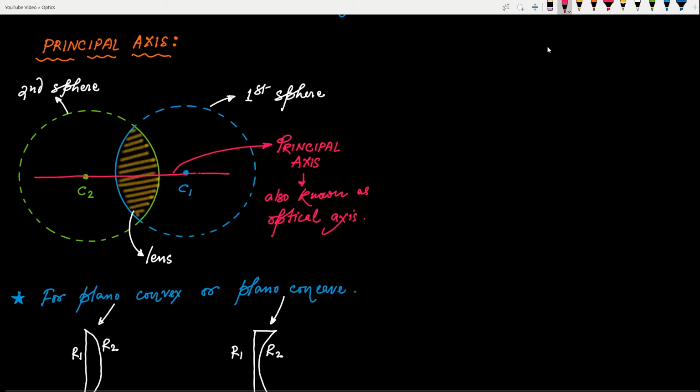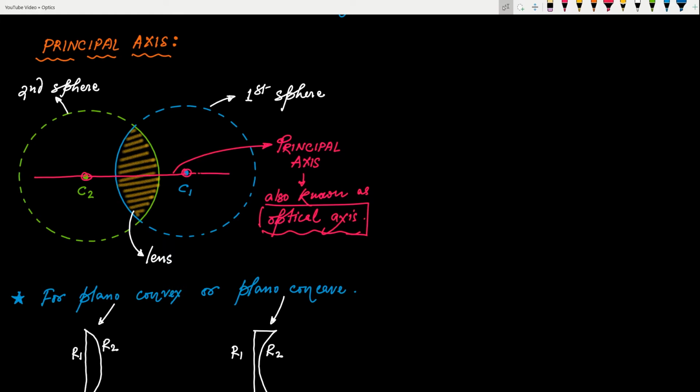So what is principal axis? Again, it's a very simple concept. The line joining the two centers of curvature of the lens is known as the principal axis. As you can see in the figure, we have joined this C1 and C2 by a line, and that line is known as the principal axis. It is also sometimes known as the optical axis. So you need to remember this term.